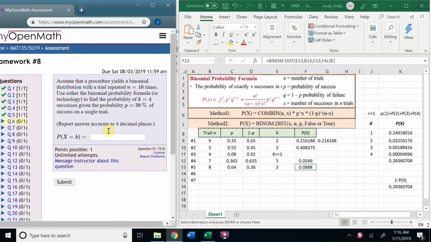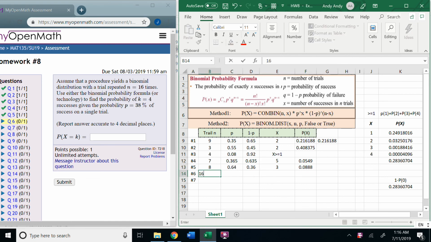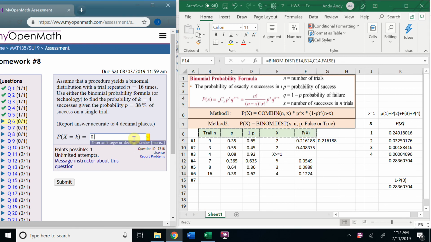Now let's do number 6. We read the question. So we get n is 16, and x is 4, and the probability 38% is success, so 0.38. Again, we find 1 minus p, and we directly get this answer, also perfect for 4 decimal places. So the answer is 0.122.